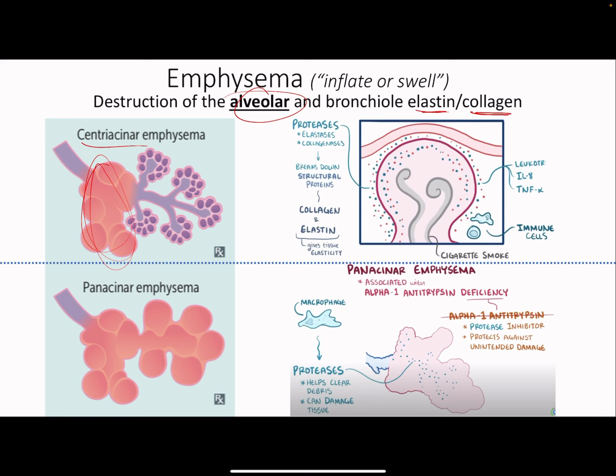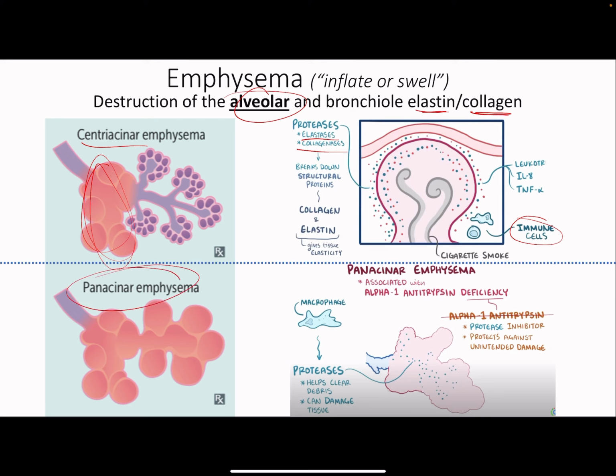You have an inflammatory immune response to the cigarette smoke. Immune cells come in, neutrophils, macrophages, releasing all of these proteases: elastases break down elastin, collagenases break down collagen, and this gives the alveoli their elasticity, and so this is now gone.